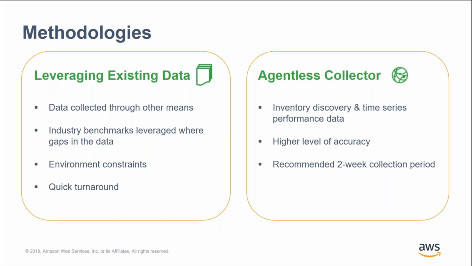What we look for in the types of data sets that get provided to us are provisioning information, host names, and host-to-guest mappings as well, so we can see the density of your workloads.